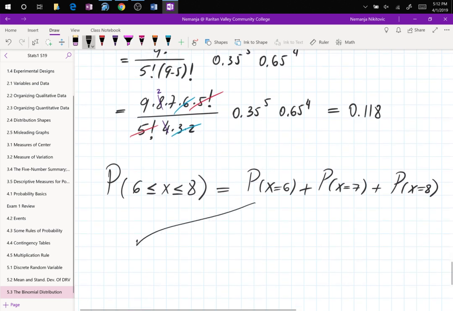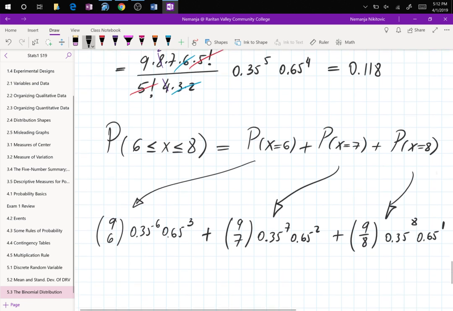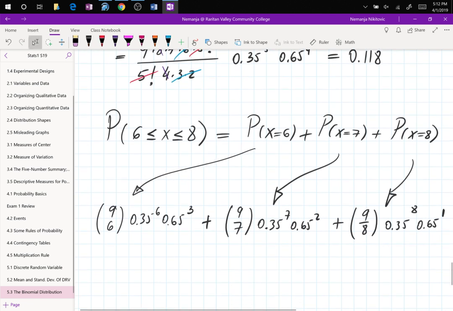So this one would be 9 choose 6 times 0.35 to the 6, 0.65 to the 3, plus the next one is 9 choose 7, 0.35 to the 7, 0.65 squared, and finally the last one, plus 9 choose 8, 0.35 to the 8 times 0.65 to the 1. And then each one of those provides you with a number. You will just add them all, and that will be the answer.